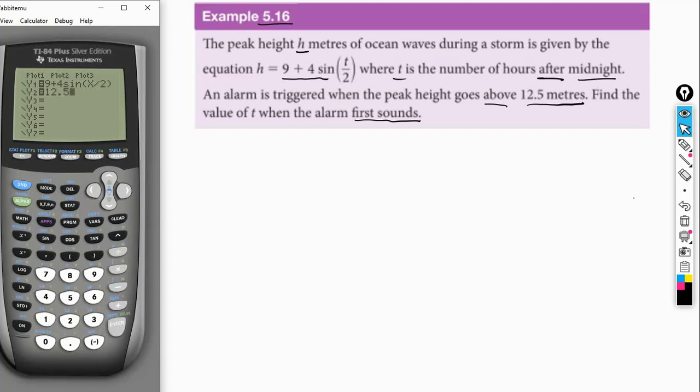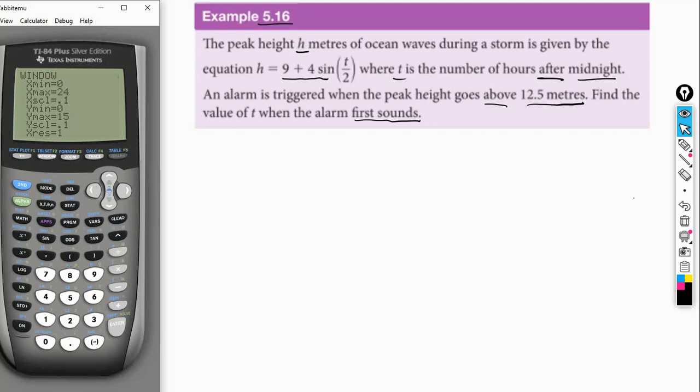Okay, but before we hit the graph button, we need to make sure we have the right window. Because the equation represents the number of hours for the x-axis after midnight, we could start at 0 and then 24 for a total of 24 hours. And then for y, notice that the minimum for this function is going to be 5 because 9 minus 4 is 5, when sine is negative 1, it'll be the lowest. But we can just start from 0, and then we need a maximum height that is above the 12.5 meters. So let's say 15.